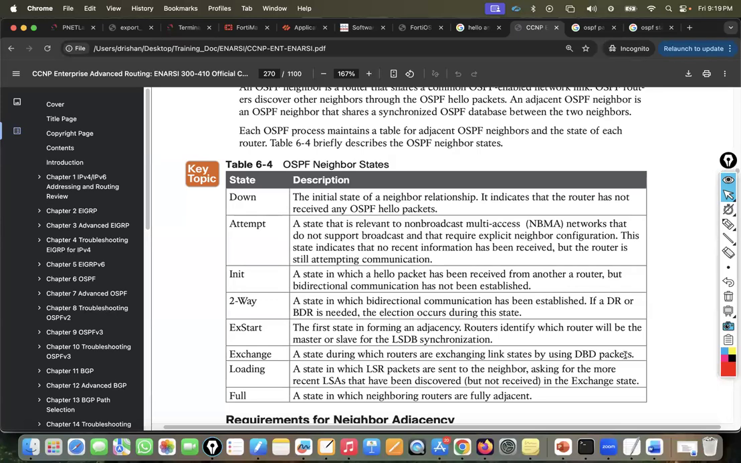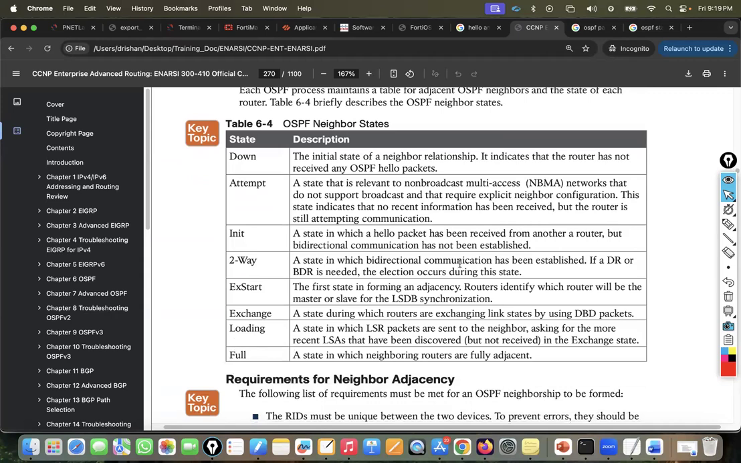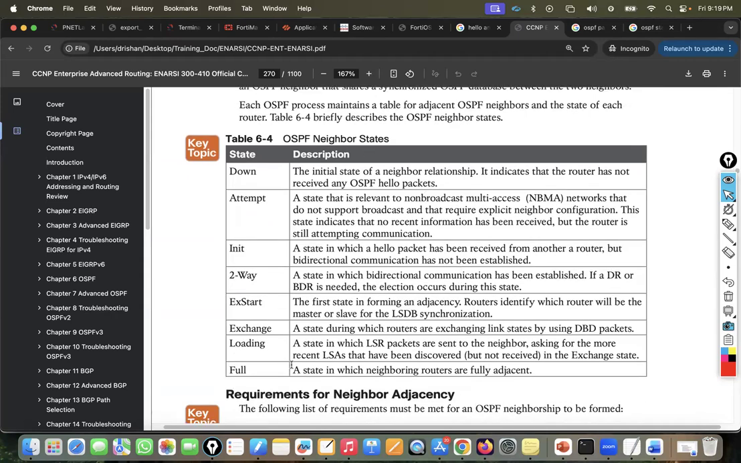Then your master will share the entire DBD packet. Once the DBD sharing is complete, the slave is going to share. Then they will go to Loading. Loading means if someone still needs any additional information, that is going to be shared by the routers with the packets again, and then they'll go into the Full state, where my full neighborship is going to be established. Any doubt in this particular slide?